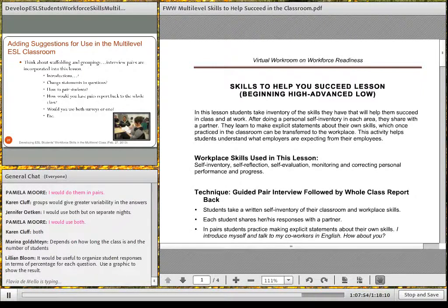Lillian says it would be useful to organize student responses in terms of percentage for each question. Use a graphic to show the result. Most definitely. And I think you could get students laughing pretty good too, especially number 4, I do my homework and bring it to class.